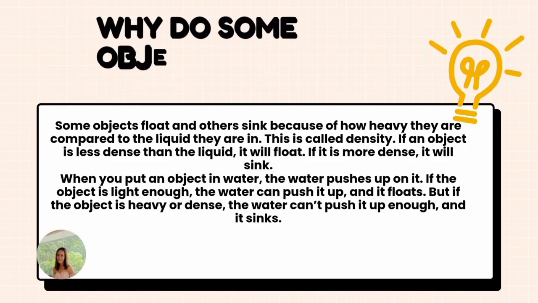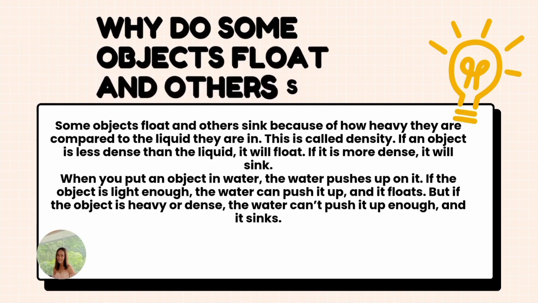Question 2. Why do some objects float and others sink? Some objects float and others sink because of how heavy they are compared to the liquid they are in. This is called density. If an object is less dense than the liquid, it will float. If it is more dense, it will sink.